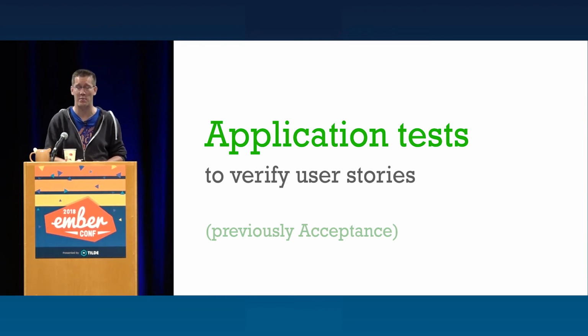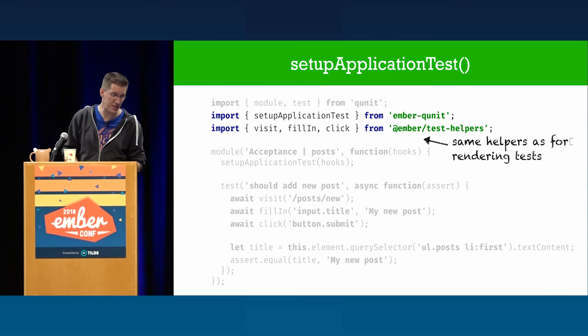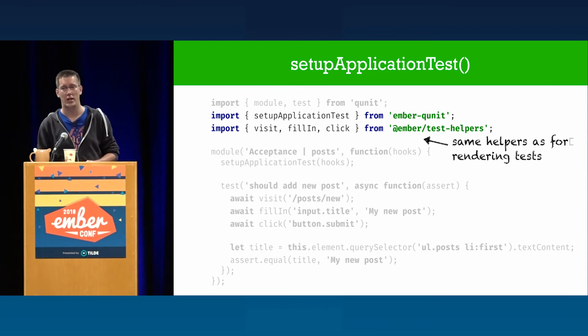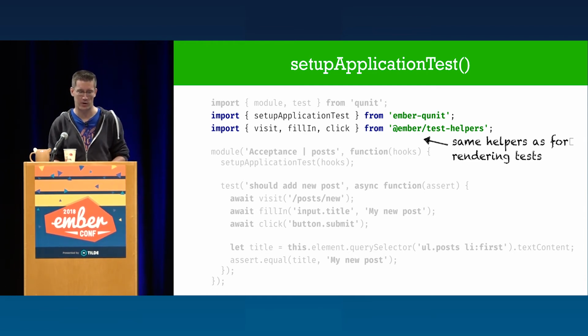It's basically the same as an acceptance test before, and you can just use those to verify user stories, basically. The testing code looks almost the same. It's, in this case, setup application test, not setup rendering test. We import mostly the same test helpers, which is another big advantage of those new testing APIs, because before in integration tests and acceptance tests, you used entirely different code, basically. Now it's almost the same. The only big difference here is we are not importing the render helper. We are importing the visit helper.